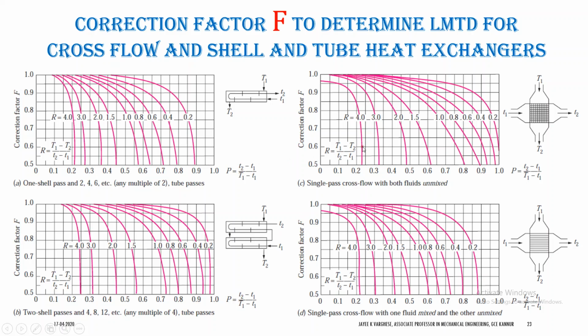We will have only 4 charts. One more thing, what will be the case if it is one shell pass and one tube pass? In one shell pass and one tube pass, we can assume it as a counterflow heat exchanger and calculate LMTD based on that. That's why the chart for the same is not given here.